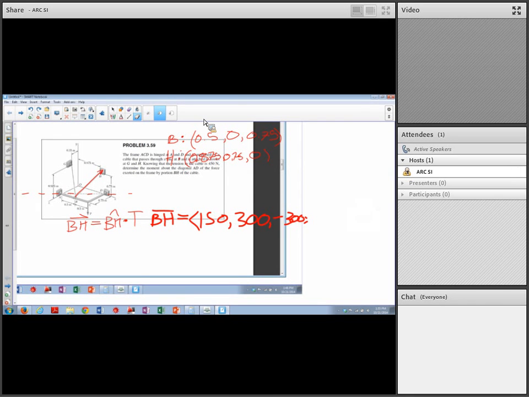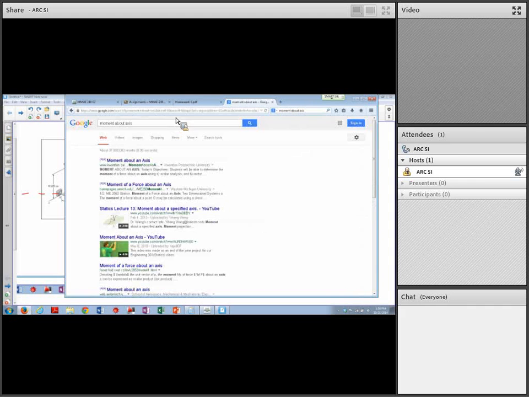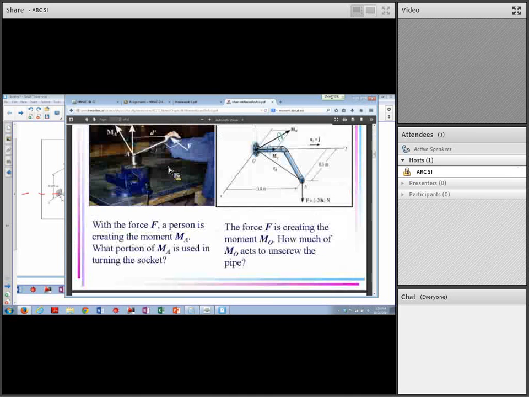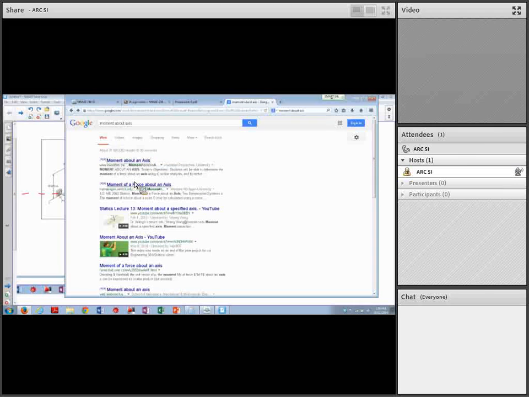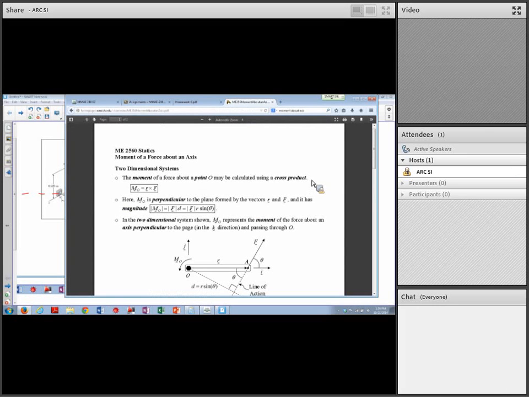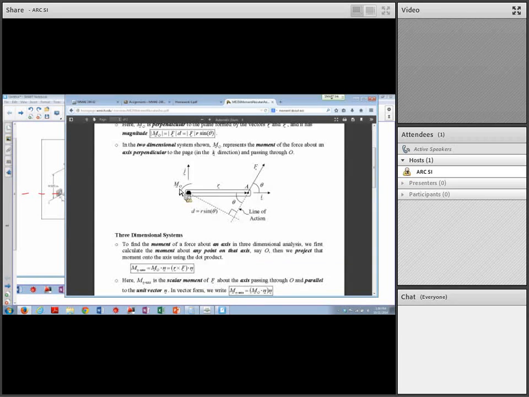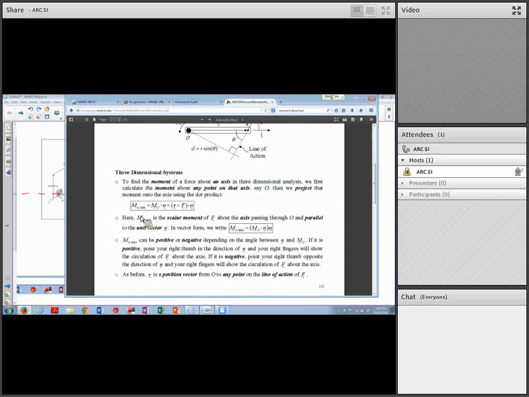Okay, now we're going to do moments. Moment about an axis. Back to Wikipedia. Moment about axis. I'm just looking it up on the internet. Okay, moment of force about a point. The moment of force about an axis in three-dimensional analysis: calculate the moment and project that moment, using the dot product.